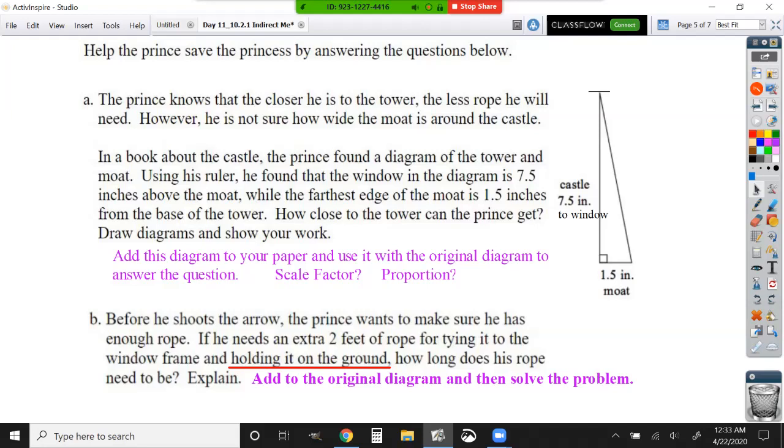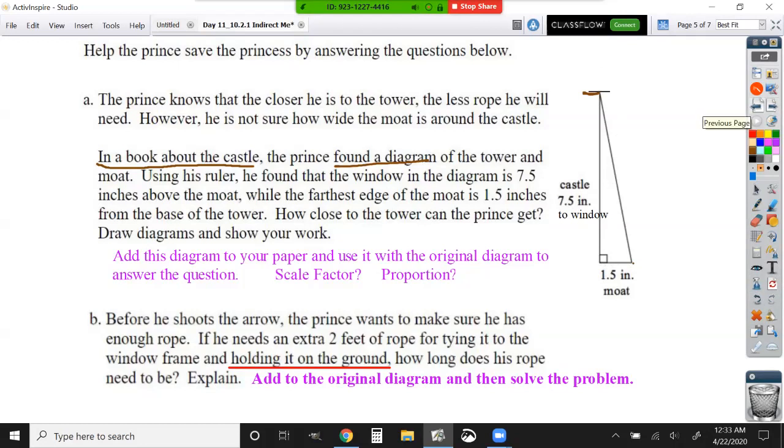So the diagram of the map. Remember, as you're reading through this, it says in a book about the castle, the prince found a diagram. Using his ruler, he found that the window, the princess's window, right up there, was 7.5 inches above the ground in the drawing, and that the moat was 1.5 inches, if he could come right to the edge of the moat.